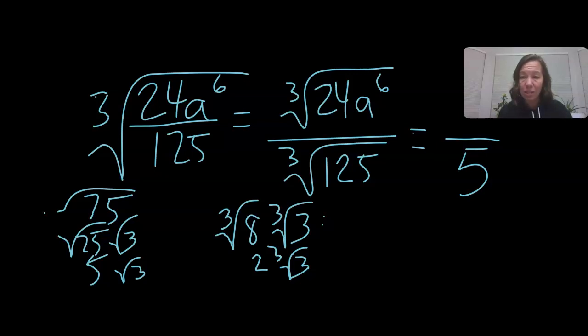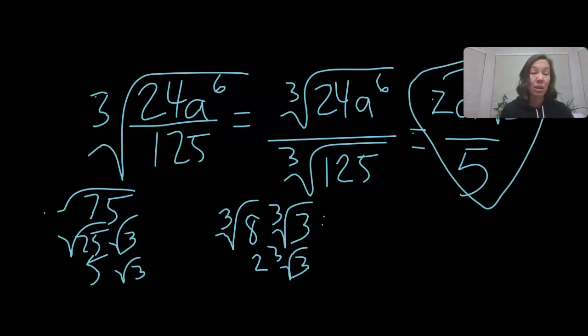So a to the 6th, 6 divided by 3 is 2. So outside the cube root, we would have a 2a to the 2nd, and then the cube root of 3 would be left on the inside of that radical there. And this would be our final answer. Okay.